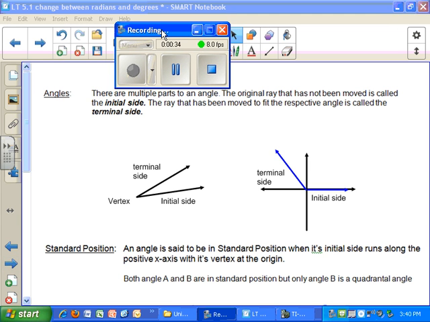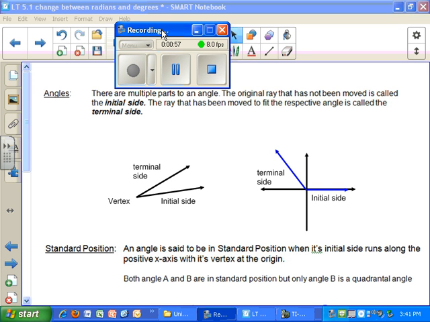This first learning target is you can change the measure of angles to and from radians and degrees. So if you know an angle in radians, can you tell me how many degrees it is, and vice versa? If you know how many degrees an angle is, how many radians would that angle be? Let's start off with some basics of angles.